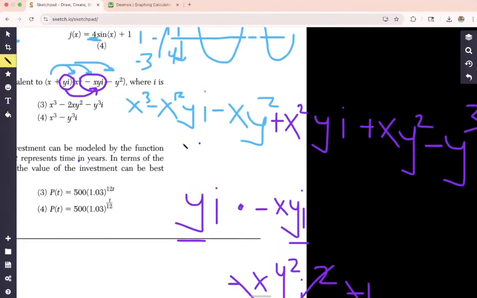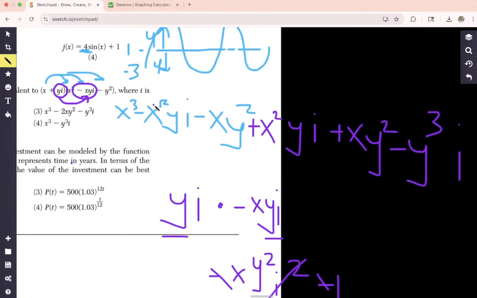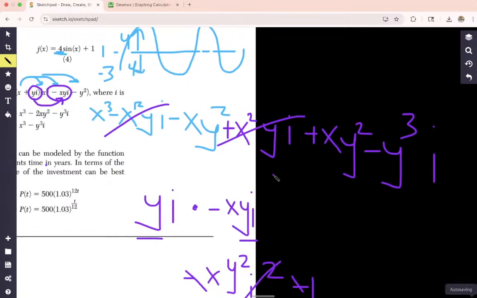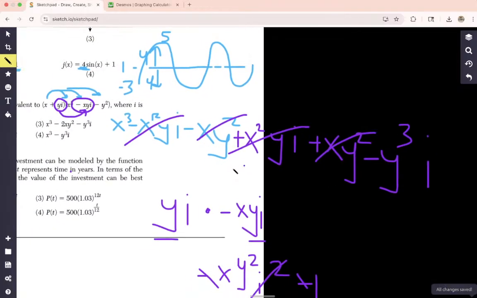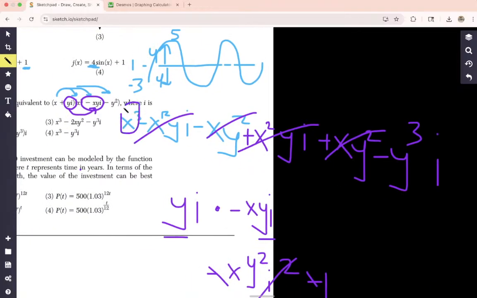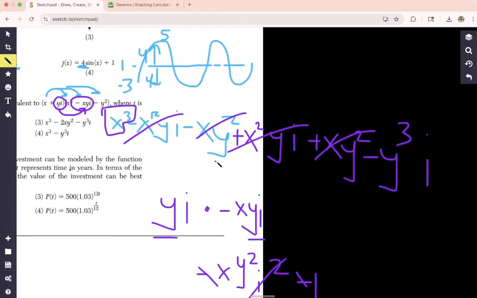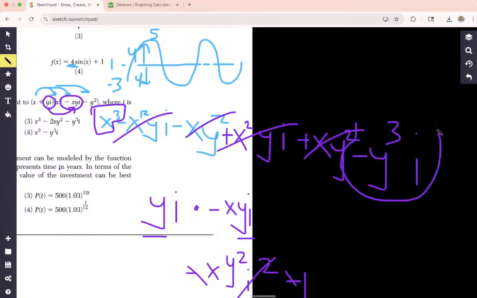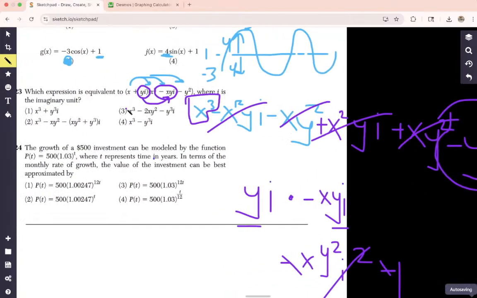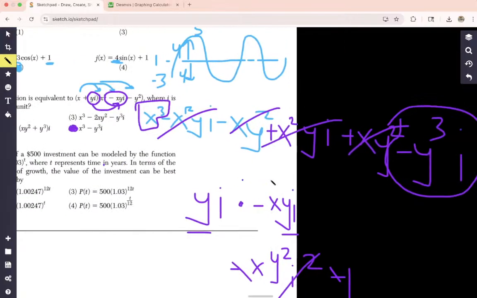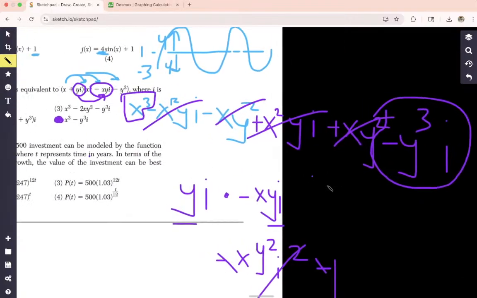Okay, let's see if we can simplify things. We have a minus yi here, and we have a plus yi here. We can cancel them out. Negative xy, positive xy, they cancel out. So you're essentially going to be left with x squared, x squared right over here, and then that's going to be negative y to the third i. X to the third power, sorry, x to the third power minus y to the third i. Alright.